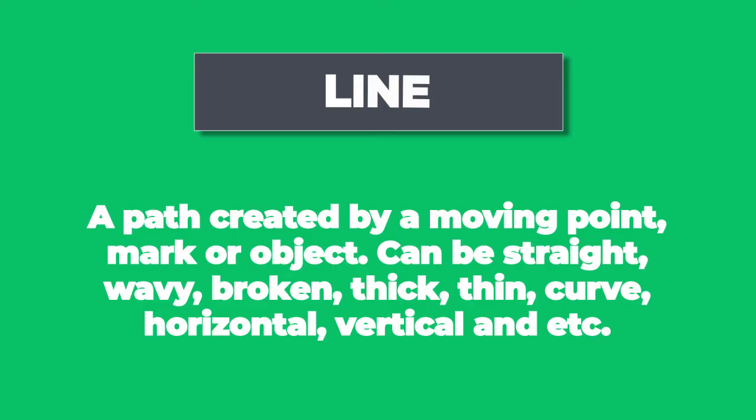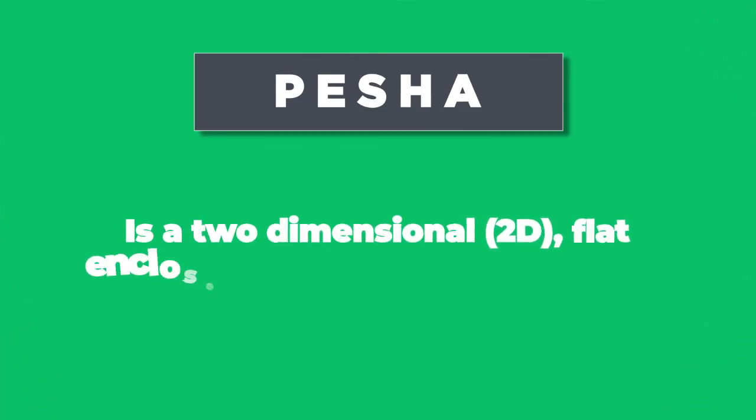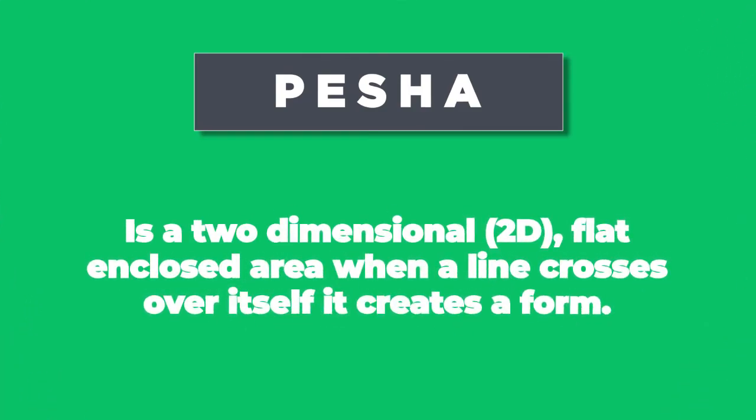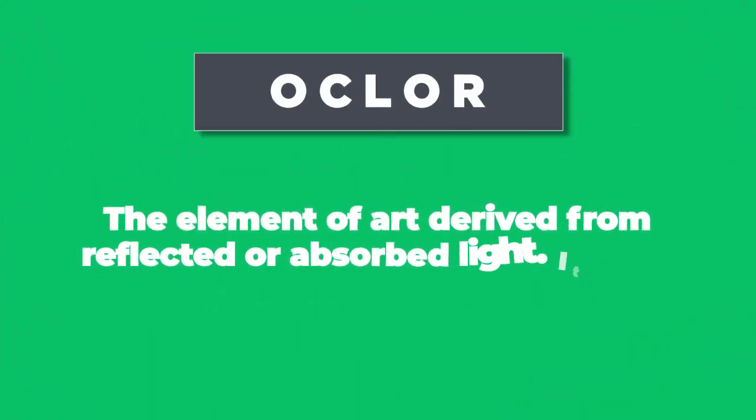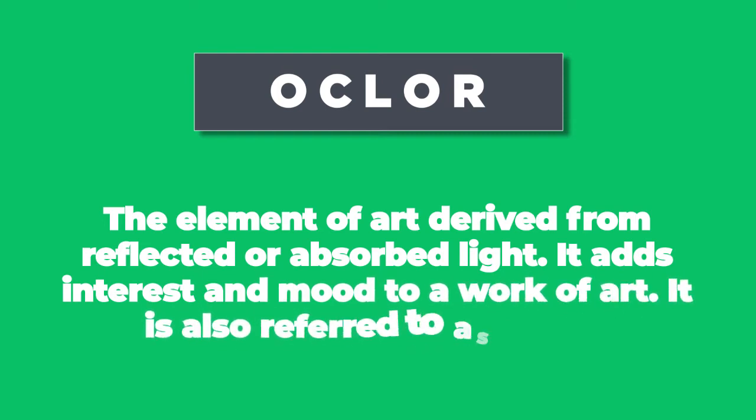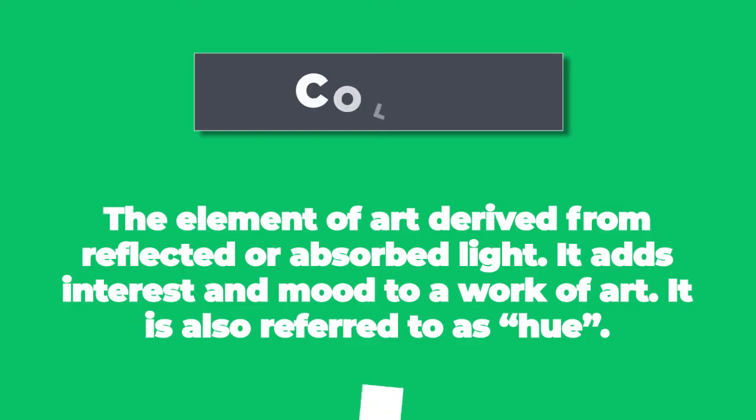Awesome! It's line. It's a two-dimensional, flat, enclosed area. When a line crosses over itself, it creates a form. What is your answer? Correct! The word is shape. The element of art derived from reflected or absorbed light. It adds interest and mood to a work of art. It is also referred to as hue. What is your answer? Good job!